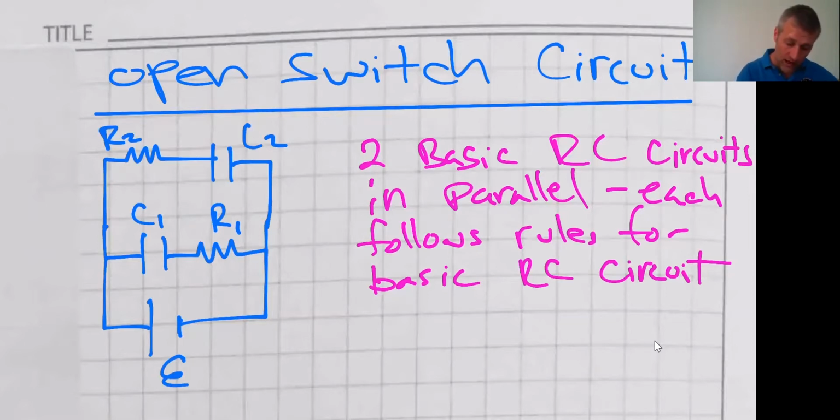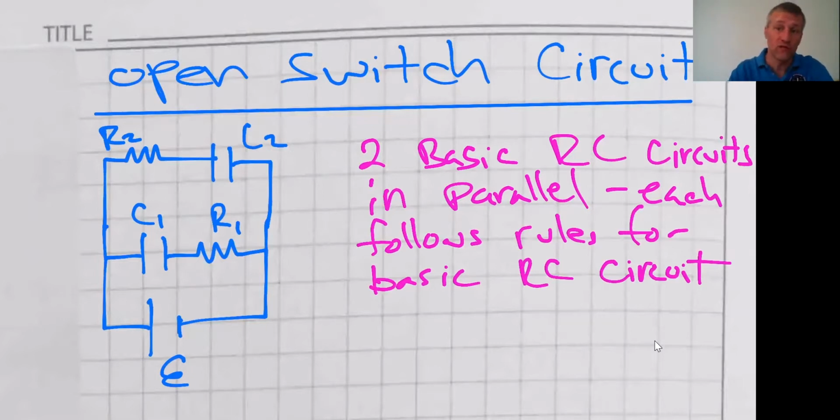After a long time, what happens? Well, we know in an RC circuit that after a long time, the capacitor reaches the same voltage as the battery. And that's going to happen for both of these capacitors. And after a long time, a capacitor in this kind of situation doesn't allow current to flow through it.